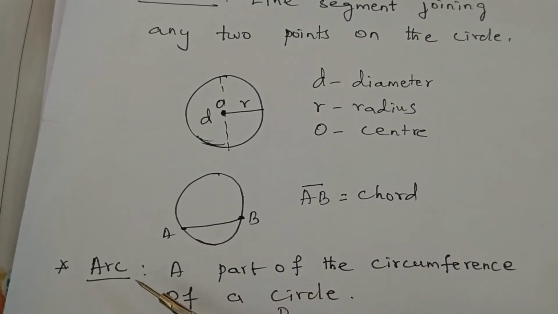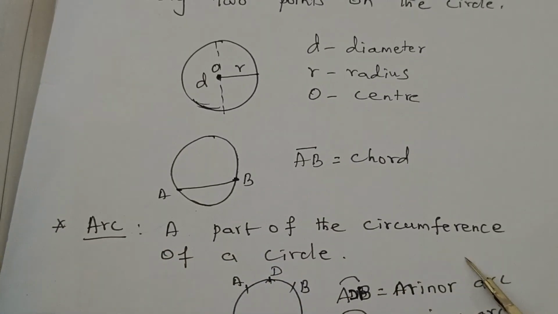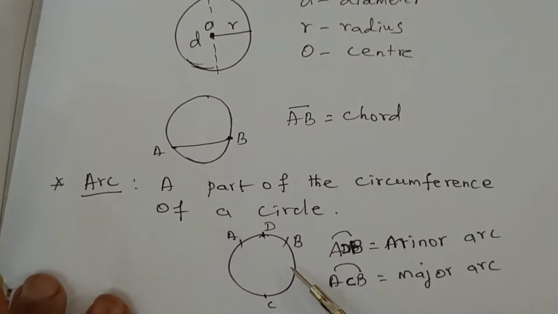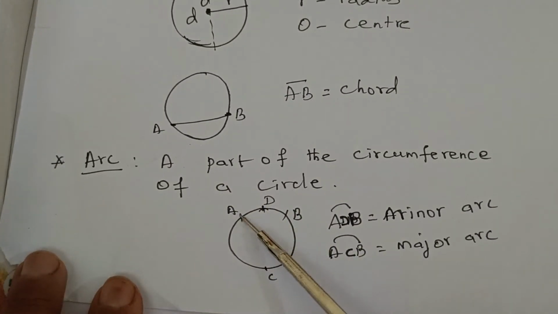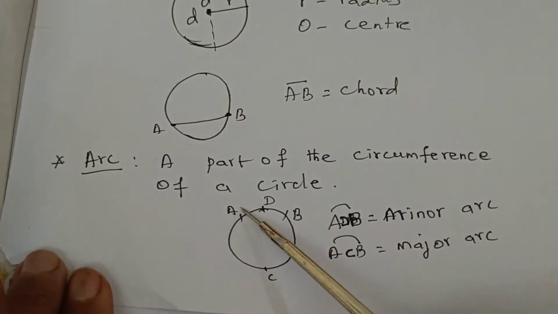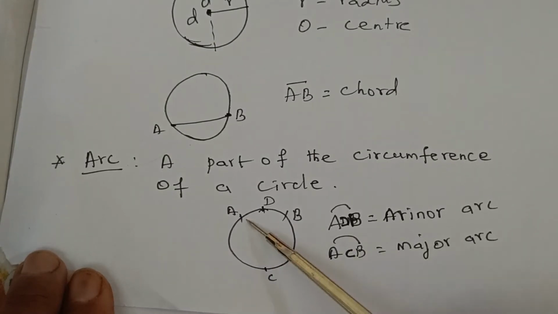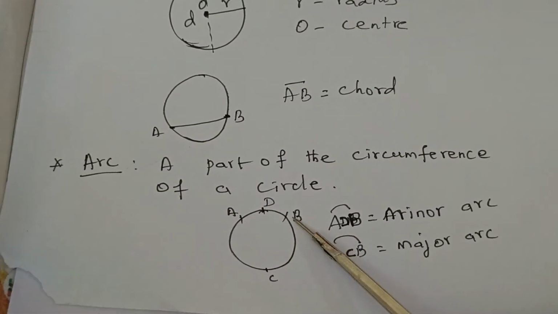And we have seen about the arc. It's like a broken piece of a bangle. A part of the circumference of the circle is called an arc. See, we have arcs here. Arc ADB is called the minor arc. Then arc ACB, the bigger piece, is called the major arc. The smaller piece is called the minor arc.